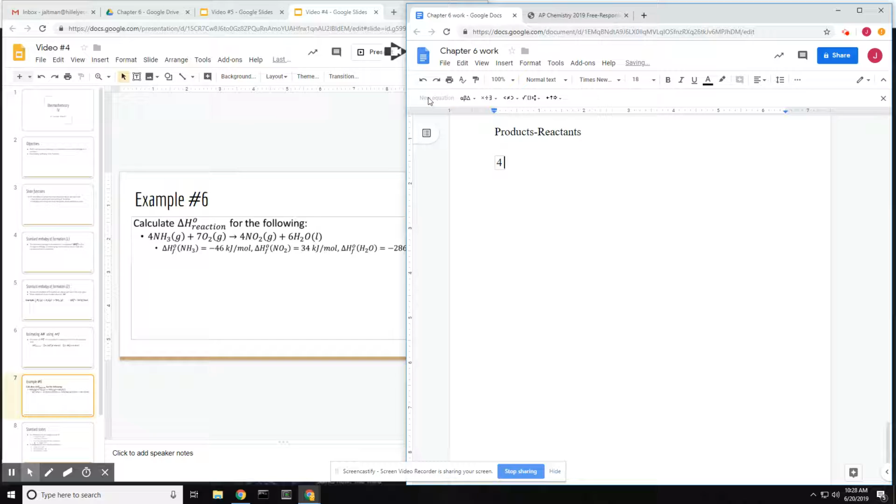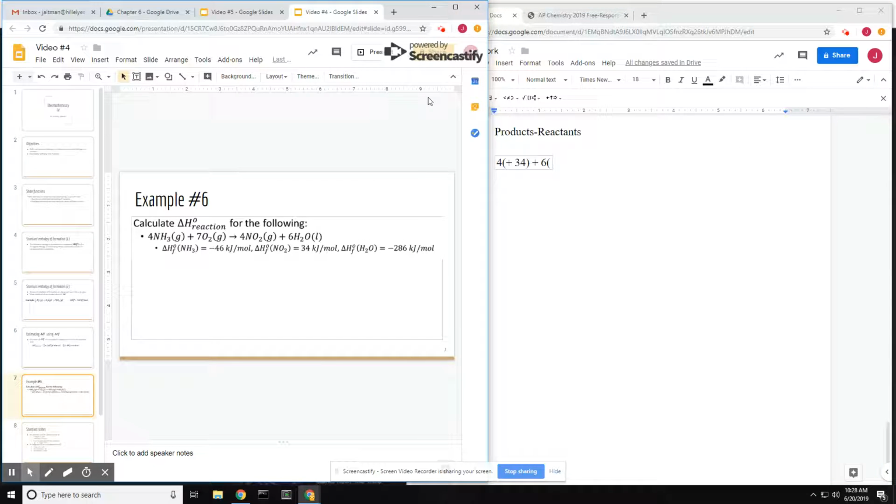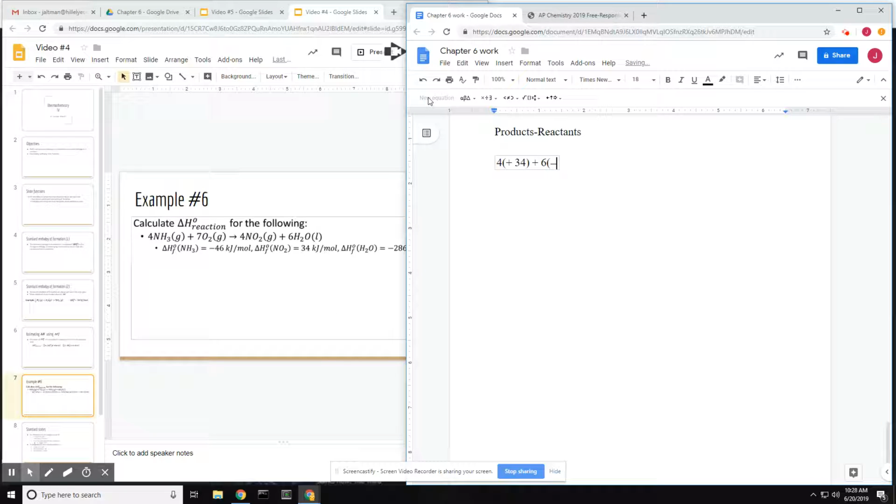So I have 4 moles of NO2. Each one has an enthalpy of 34 kilojoules per mole. And I have 6 moles of water. Each mole of water is negative 286. And then it's minus reactants. So minus 4 times negative 46. Minus 7 times 0 because oxygen is in its standard state.